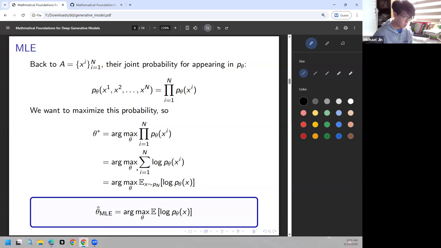probabilities of the samples. Remember that from the empirical or discrete versus continuous slide, we can transform this sum of functions to the expectation when x is drawn from the empirical distribution. And the thing we want to take the expectation of is the log probability. So this gives us the MLE: the best parameter set theta is just the argmax of the expectation of log probability.